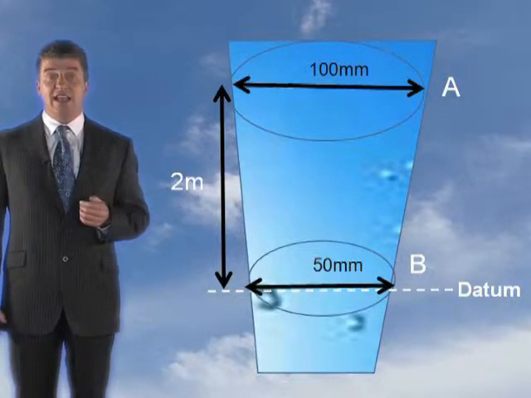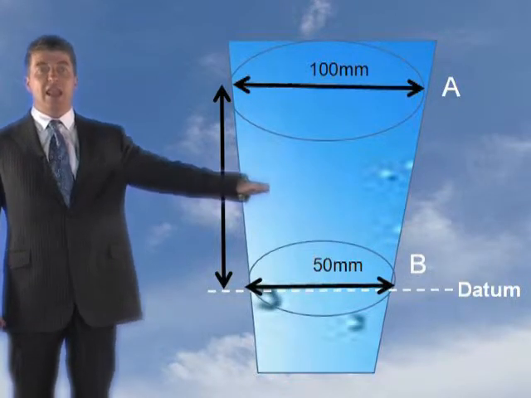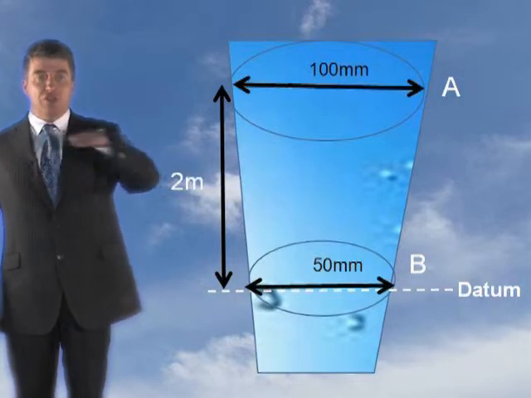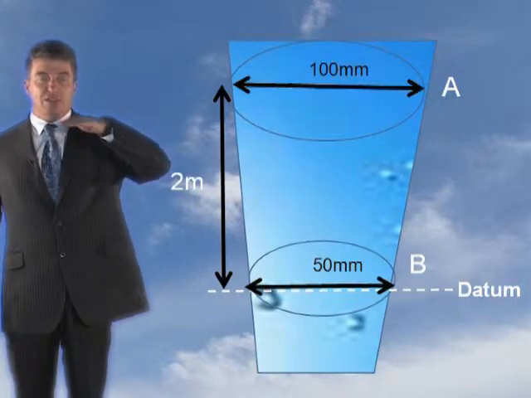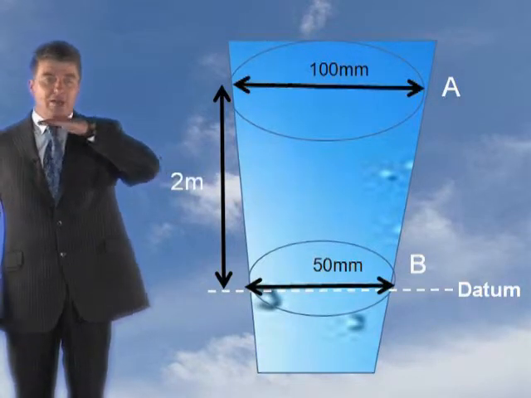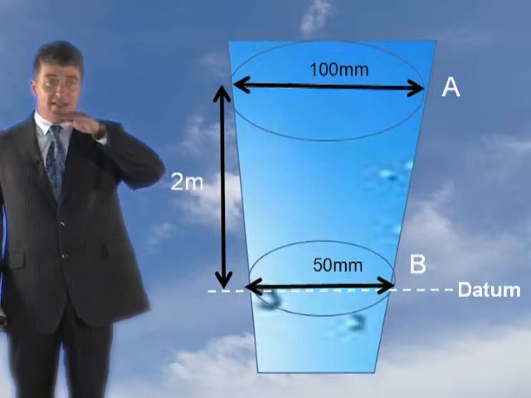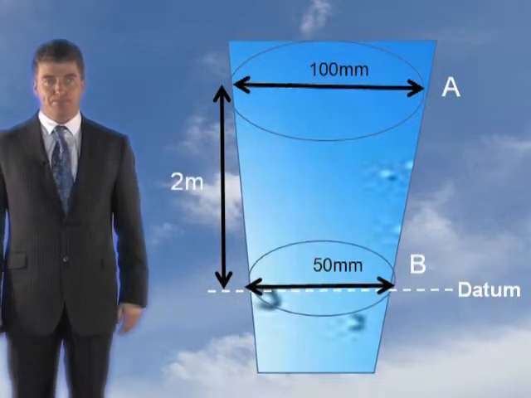Where are you going to take your datum? Your datum has got to be level with B, at the bottom, point B. So point A is at the top, point B is at the bottom, and that's your datum line. Your datum line is level with point B.